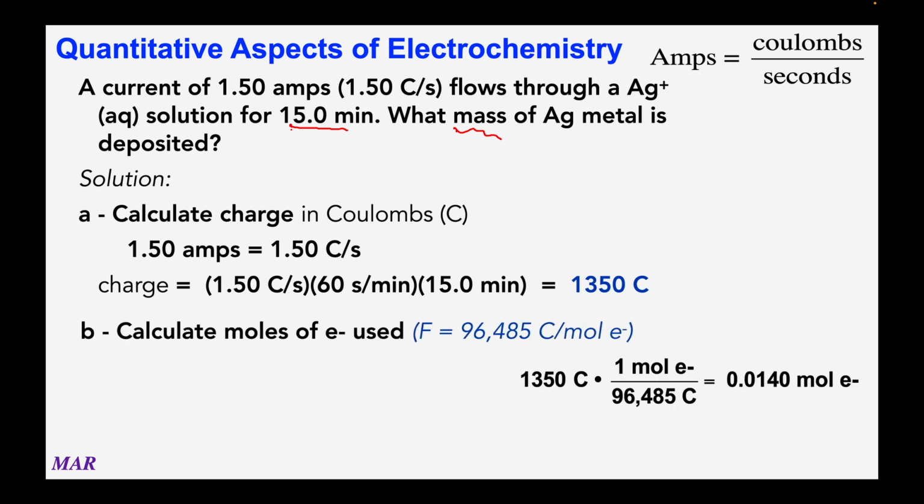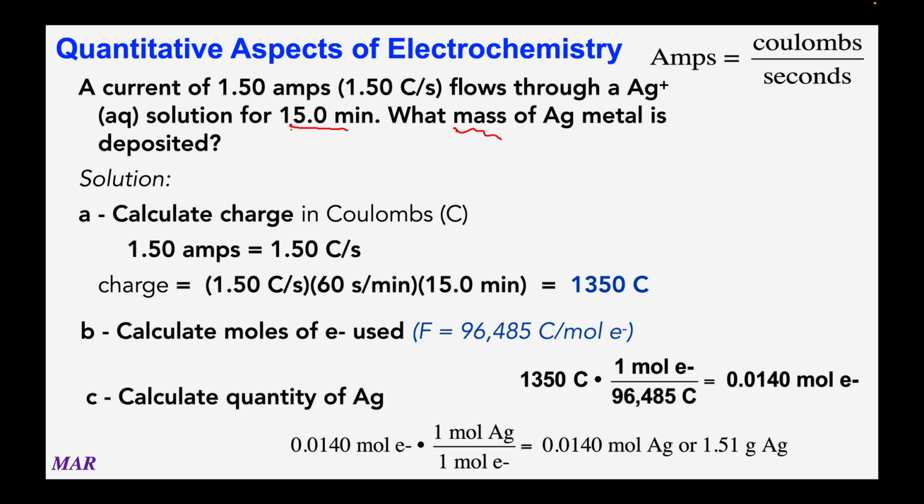Now, from the coulombs, you can use the Faraday constant, 96,485 coulombs per mole of electrons, to figure out how many moles of electrons that means. So 1,350 divided by the Faraday, 0.0140 moles of electrons have been transferred in that 15 minutes. And then because we want mass, grams, of silver metal, well, 1 mole of silver is made for every mole of electrons transferred. So the moles of electrons equal moles of silver, and you can take the moles of silver and multiply by the molar mass of silver, which is about 107.8 grams per mole. That comes out to be 1.51 grams of silver.